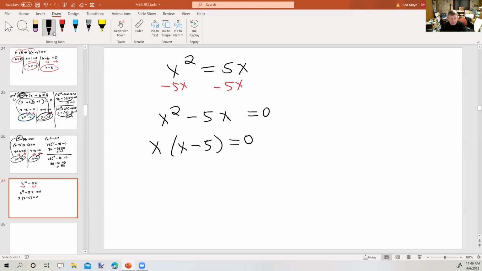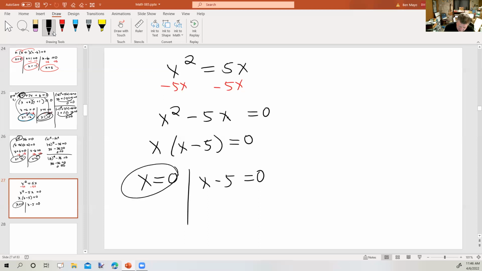Take each factor that contains a variable and set it equal to 0. Well, if x equals 0, x equals 0, right? X minus 5 equals 0. Add 5 to both sides, you'd get x equals 5.